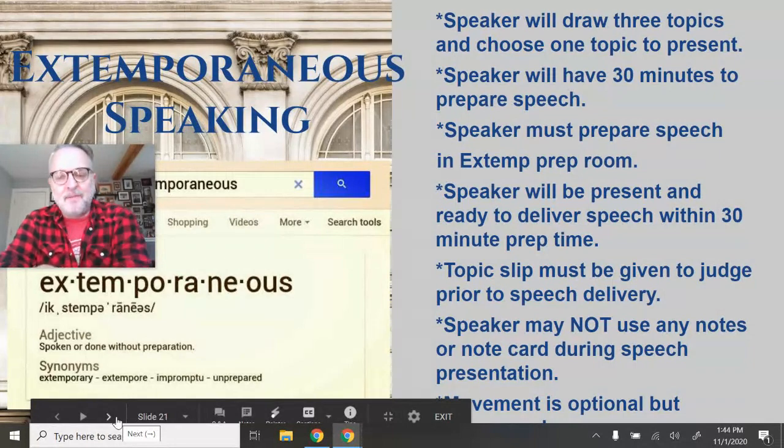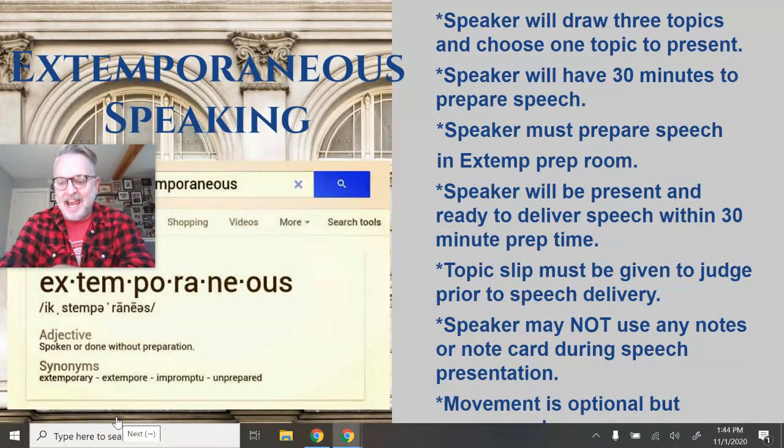And the biggest thing that NSDA and ACTA say about extemporaneous speaking is this. You are going to go to a draw room, and you will draw three topics and you will choose one. From that moment, you have 30 minutes to prepare a speech. You must prepare the speech in the extemp prep room, where you draw.